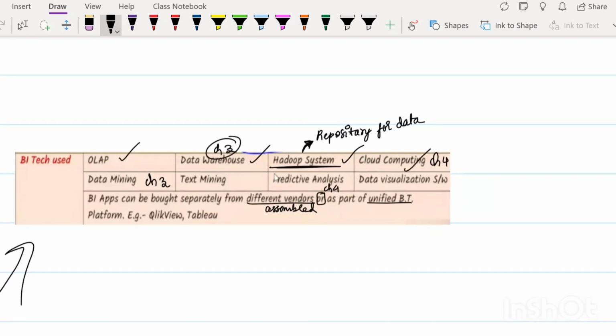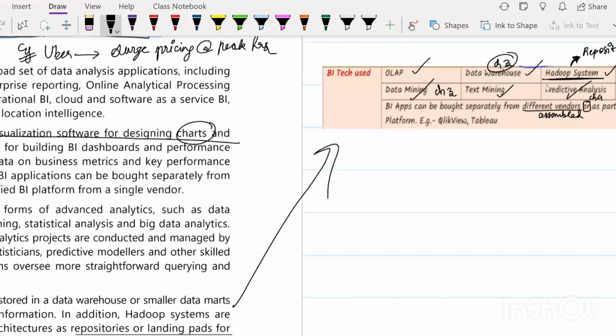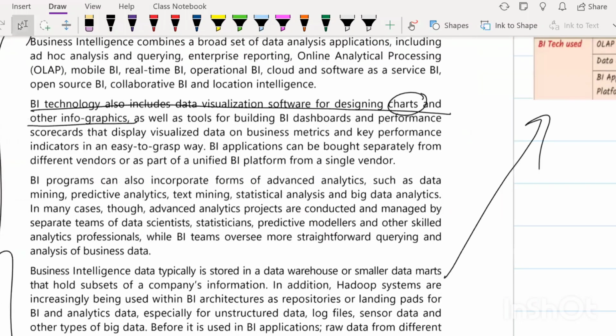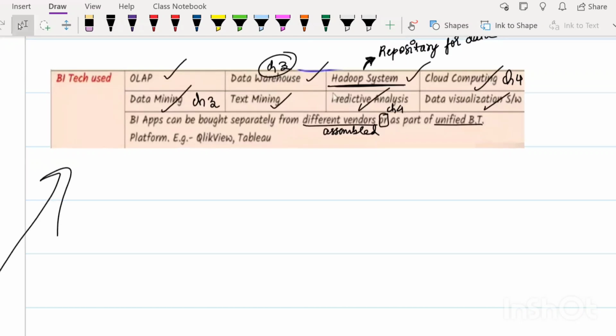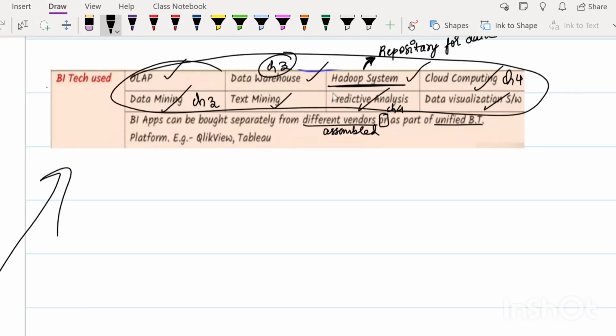Then you have cloud computing, which will come in chapter number 4. Data mining again in chapter number 3. Text mining I have explained to you. Predictive analysis again in chapter number 4 it will come. Data visualization software means that it is going to give you information in the form of charts and other kinds of visual data formats, so that it is easier for the data to be interpreted. So these are the different kinds of technologies that are used in business intelligence. Most of it we'll read in the other chapters in detail.